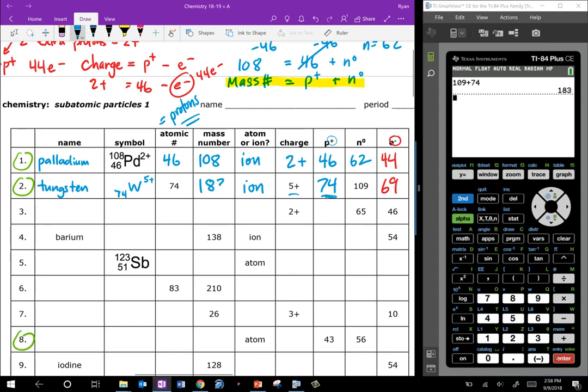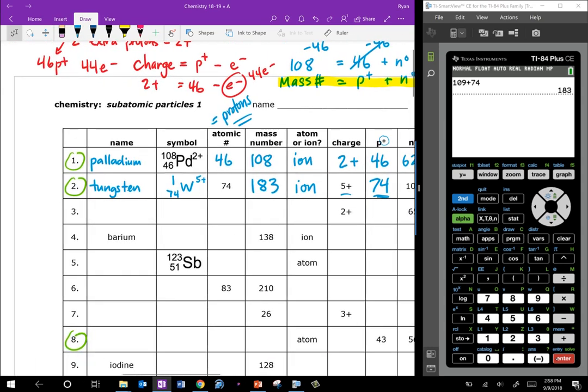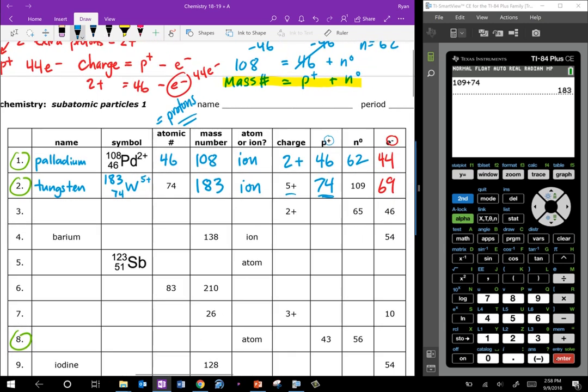My mass number is 183 AMUs for those protons and neutrons, and therefore 183 goes in here as my, slipping around a little bit, 183 for my mass number in the symbol portion of my table as well. So there we go, tungsten completed.